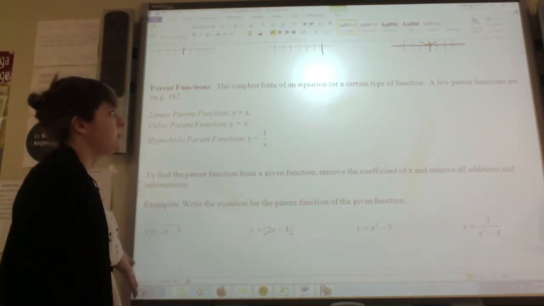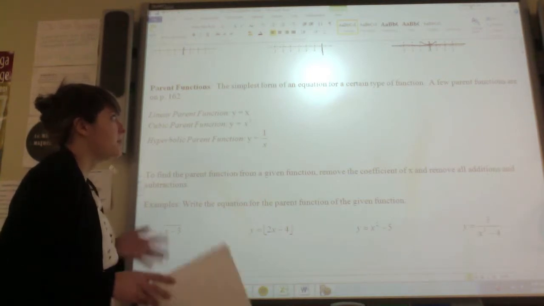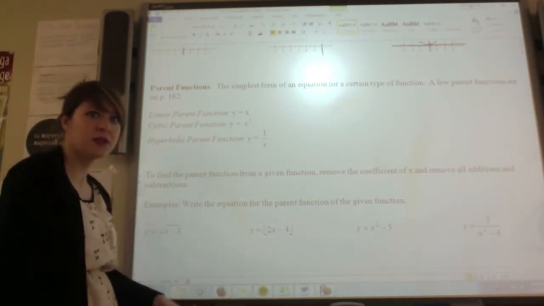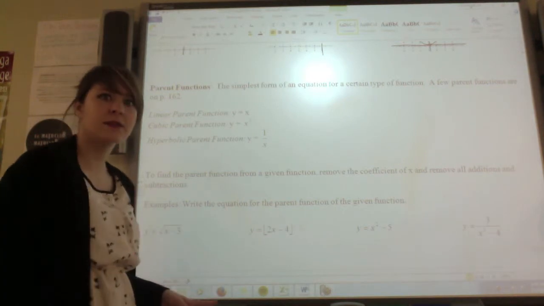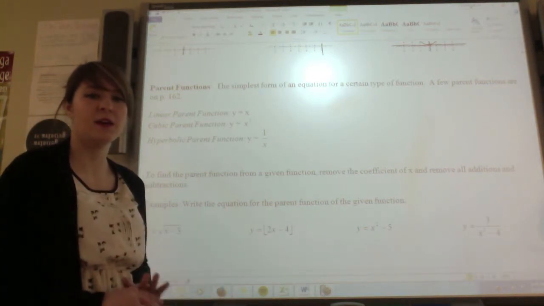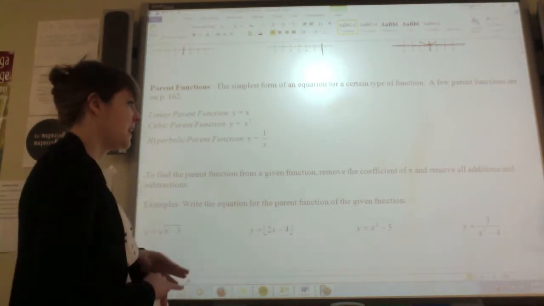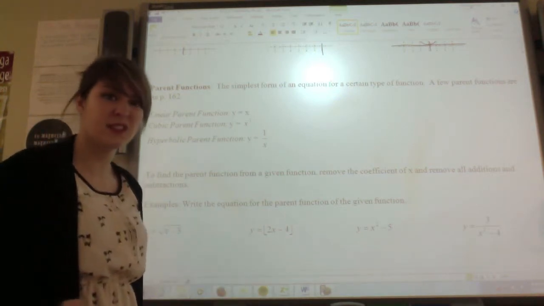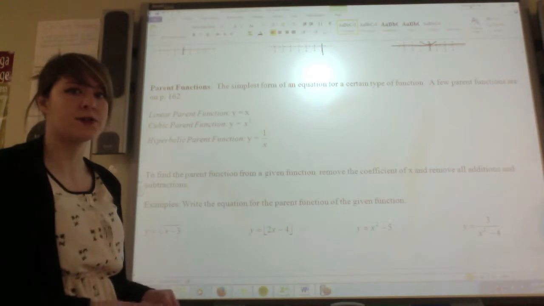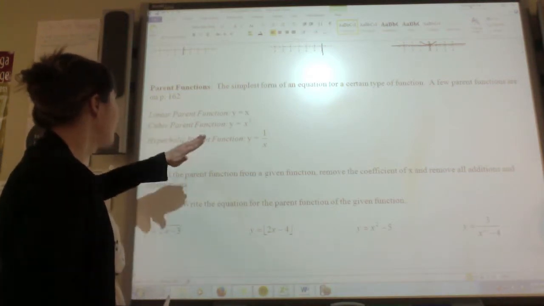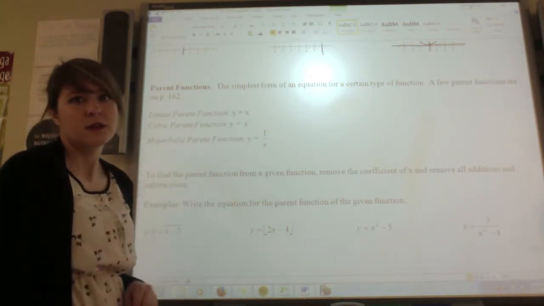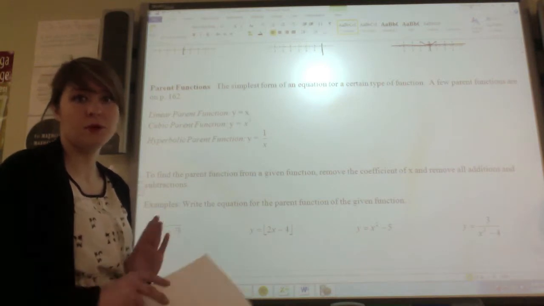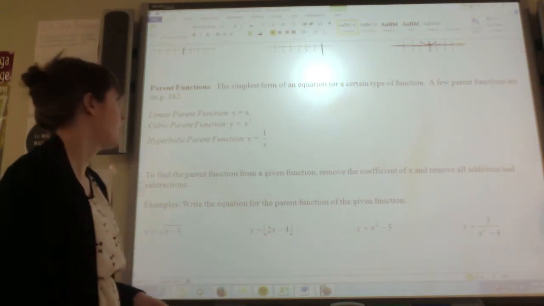So when I say the simplest form of an equation, I mean literally just the simplest form. You're not adding, subtracting, multiplying, or dividing anything. You're not taking anything to any unnecessary powers. You don't have any parentheses anywhere. Okay, nothing extra. So a linear parent function is just y equals x, because that would be the most basic linear function you could get.